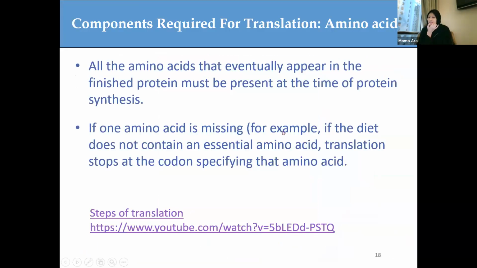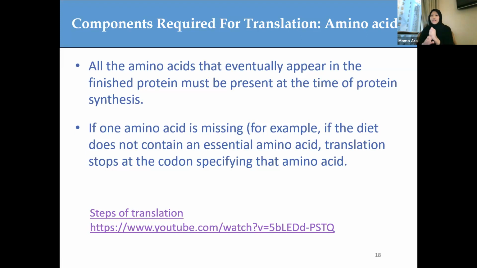Now, this is like the main bulk of the lecture, which is translation. Everything that I mentioned before was diseases or mutations that can happen within the gene sequence. For translation, you need mainly four things. You need the mRNA from the DNA. mRNA is a copy of the DNA. It carries the code from the nucleus, and it goes out to the cytoplasm.